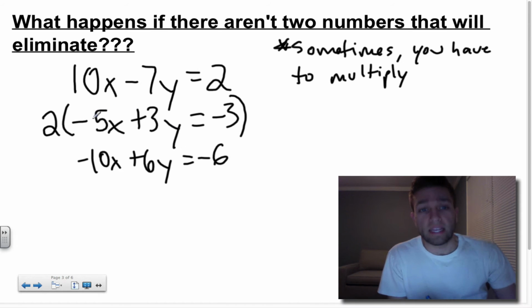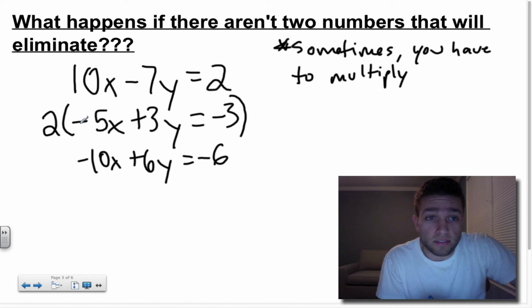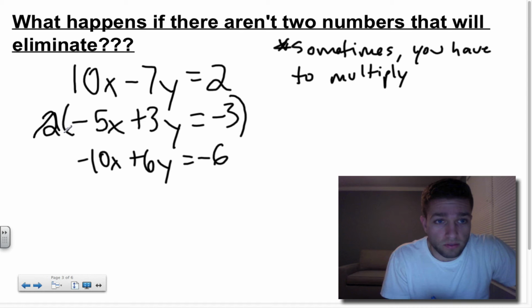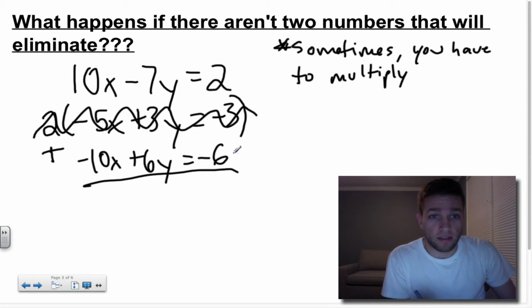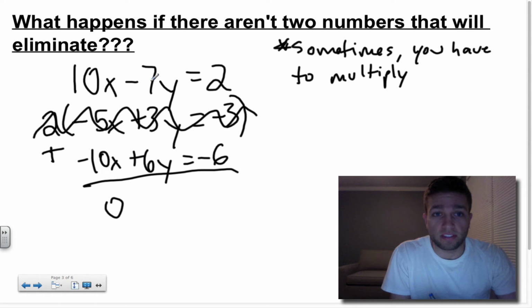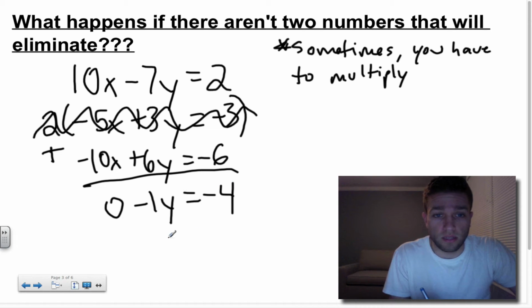So all I've done is I've multiplied all of the pieces of this part of the equation by 2, because that will change negative 5 to negative 10, and now I can eliminate 10 and negative 10. So I am going to just cross this out just so I know that I'm not using it anymore. 10x plus negative 10x is 0. Negative 7y plus 6y is negative 1y. And 2 plus negative 6 is negative 4. So now I've got negative 1y equals negative 4.